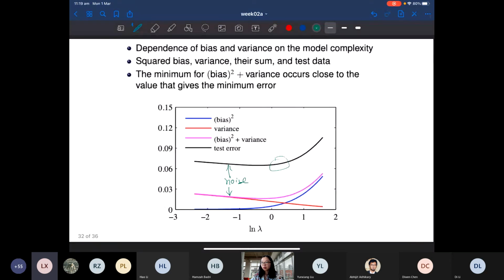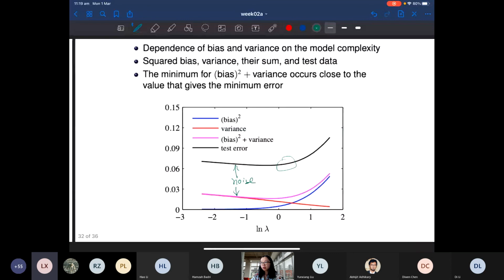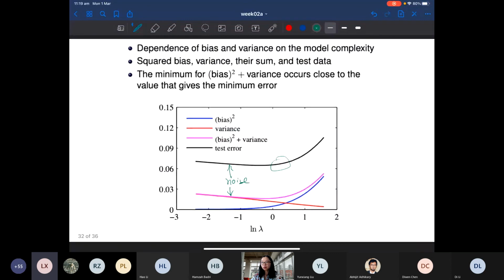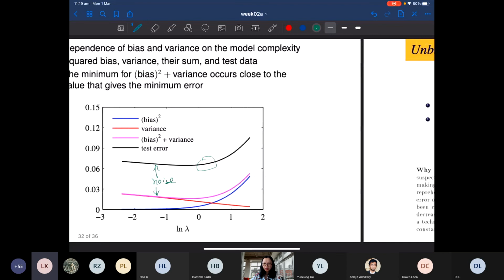So the minimum of bias and variance occurs close to a value that gives minimum error. That is because noise doesn't change, and it's inherent in the model class that we chose.